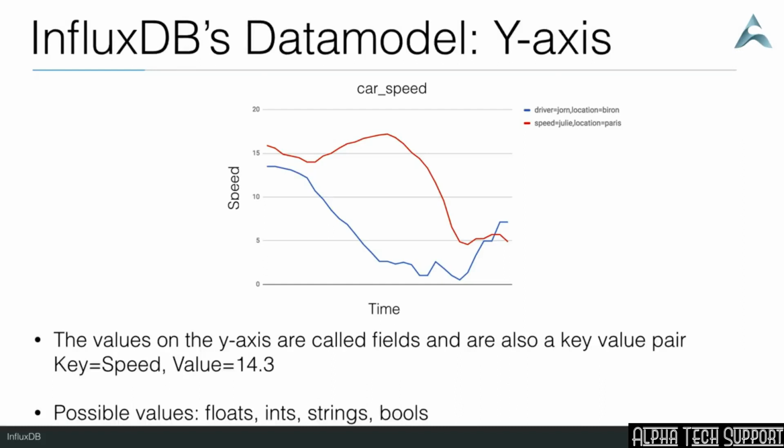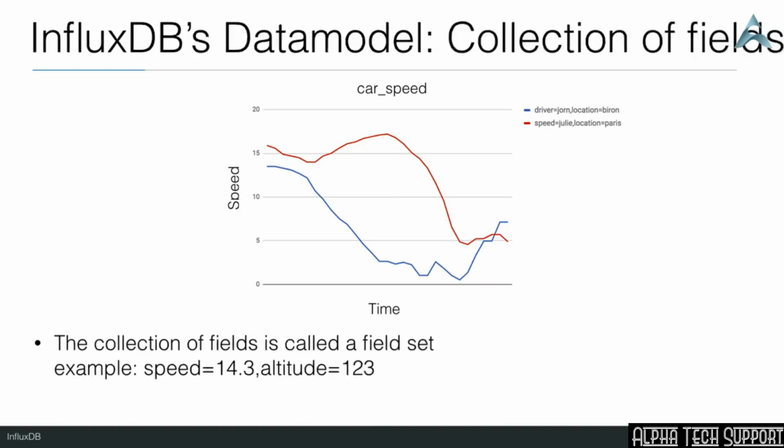The y-axis. The values on the y-axis are actually called fields and are also a key value pair. The key is speed, the value is 14.3. The possible values of fields are floats, integers, strings, and booleans. A collection of fields is called a field set. For example, speed equals 14.3, altitude equals 123.